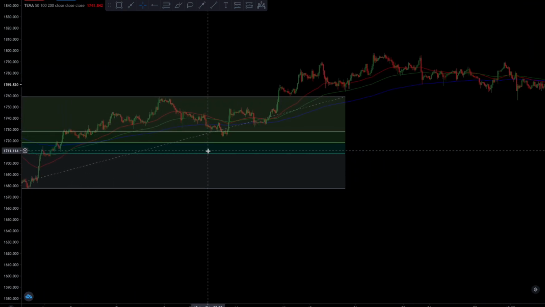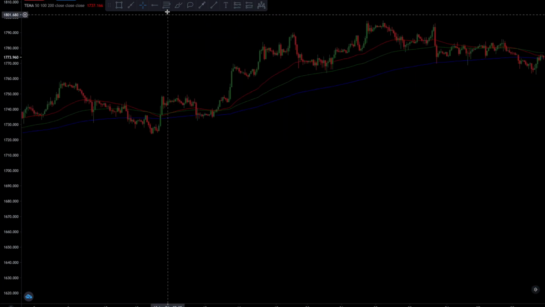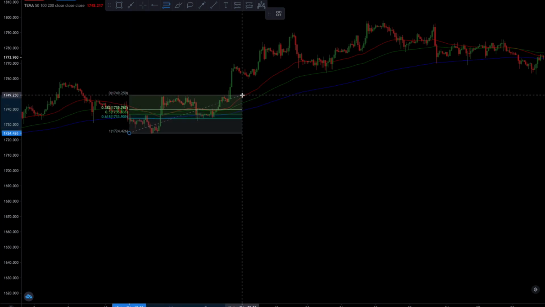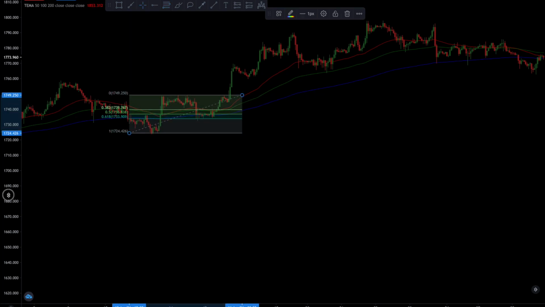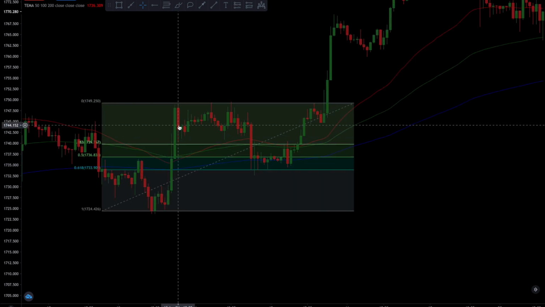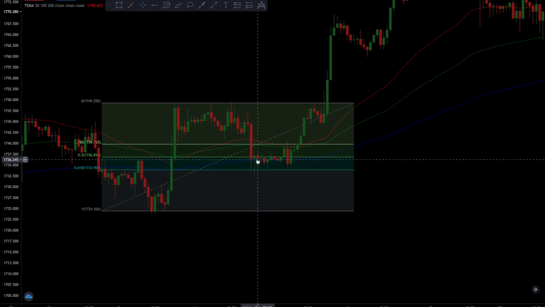Now again, let us take a few more examples for it. So if we see, we again have a level 2 pullback over here. So if you can see, after this move the price corrected and then it gave a pullback till 0.618 level, and there we got to see a bullish doji.